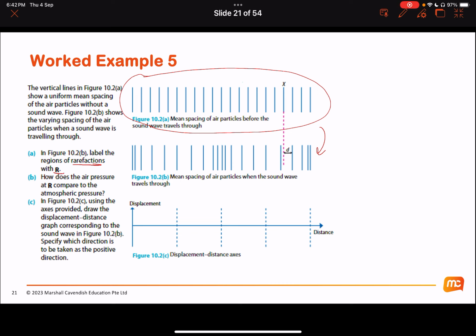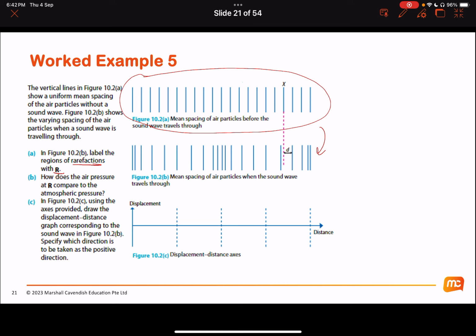By the way, you can pause this video if you like to try yourself first. After you have tried it, then you can continue playing the video. I think that will be more useful for you if you can try it on your own first. So label the regions of rarefactions with R.